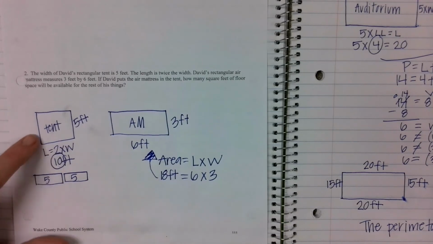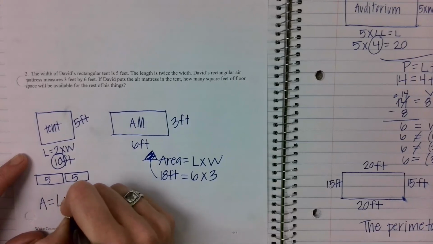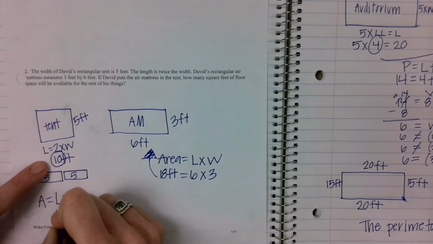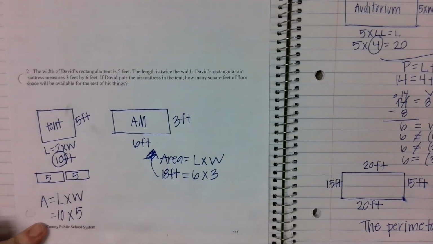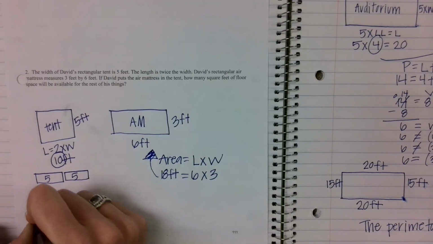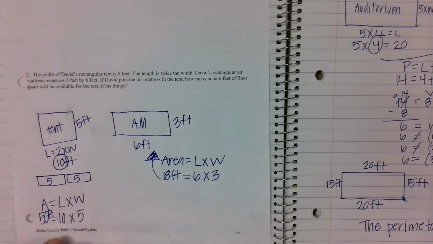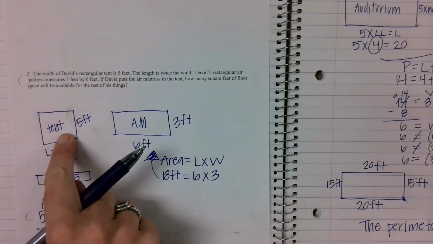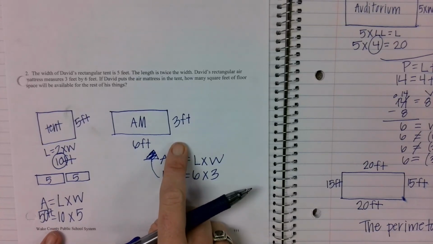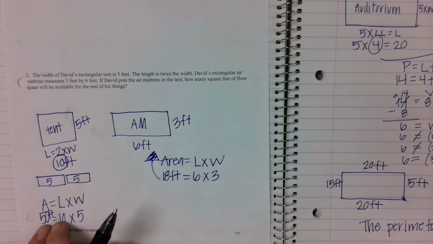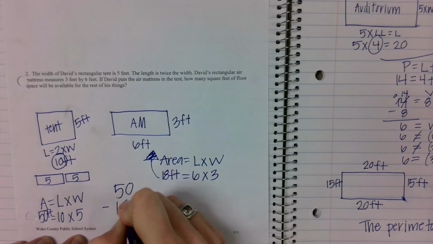I need to find out how big the tent is. So area equals length times width. My length is 10. My width is 5. 10 times 5 is 50. So I know the area is 50. Now, obviously his tent is going to be bigger than the air mattress, which is good. So now they want to know how much space he is going to have for his other things. So I'm going to do 50 minus 18.